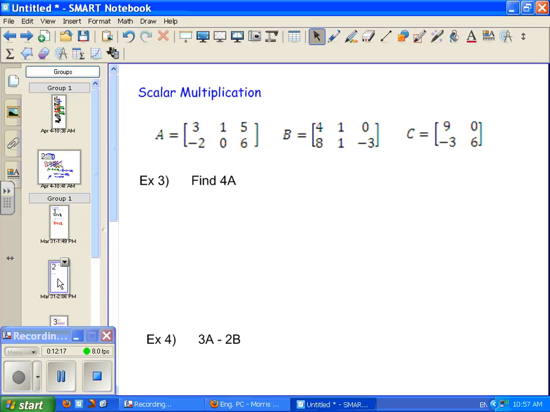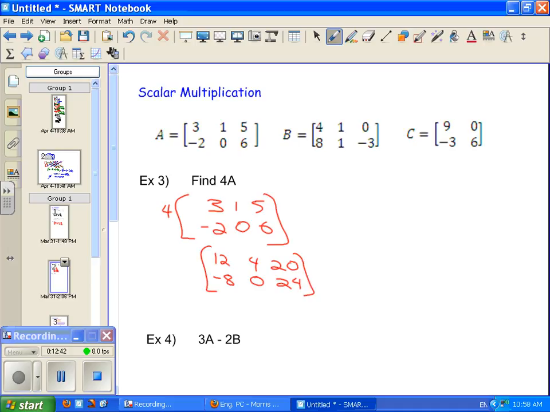Okay, scalar multiplication is not too bad. That's where you just have a number out in front of the matrix. So 4A means that I need to take my A matrix here, which is 3, 1, 5, -2, 0, 6, and multiply everything in there by a 4. So I'm going to end up getting 12, 4, 20, -8, 0, 24. It's really like just distributing this 4 through all of this.